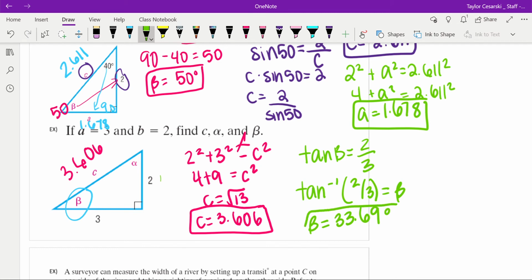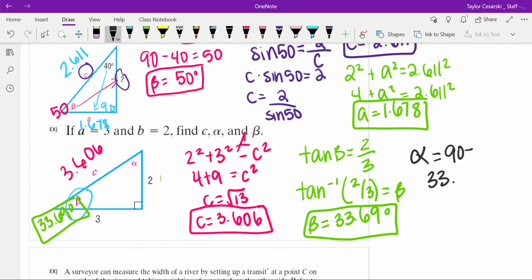33.69 degrees. And normally we'll go to 3 decimal places, but that's 690. Alright, and lastly, to get alpha, the easiest way to do this one would just be 90 minus beta, or 90 minus 33.69. So when I do that, I get 56.31 degrees. Oh, and I just kind of went over that. But there we go. And again, you can check yourself.